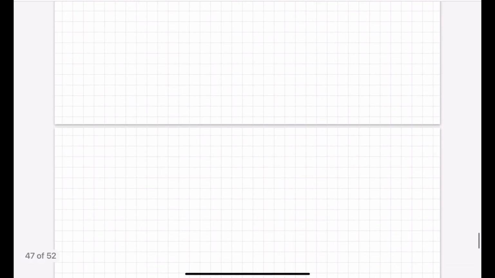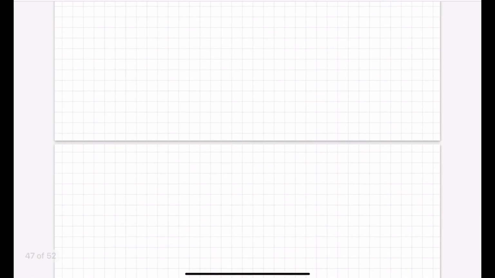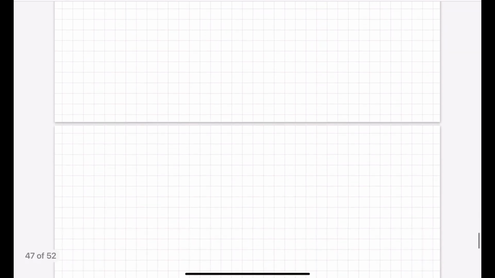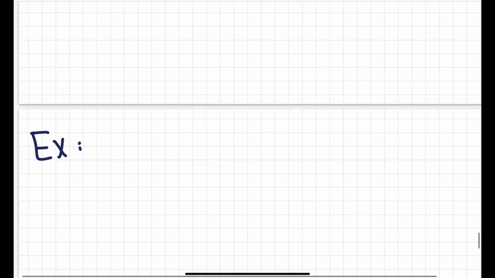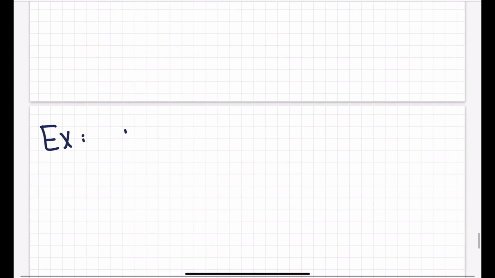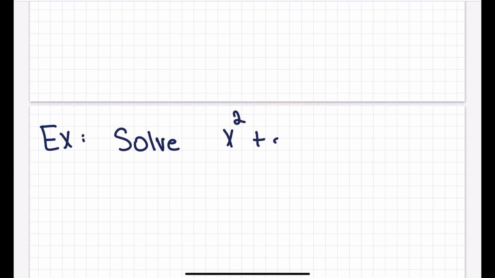So imagine that here we have a question that tells us to solve. Let me write example so you guys don't get confused. It tells us to solve x squared plus 6x plus 9. Let's say you don't know about these 2 formulas. You don't know about perfect square. How are you going to solve that?